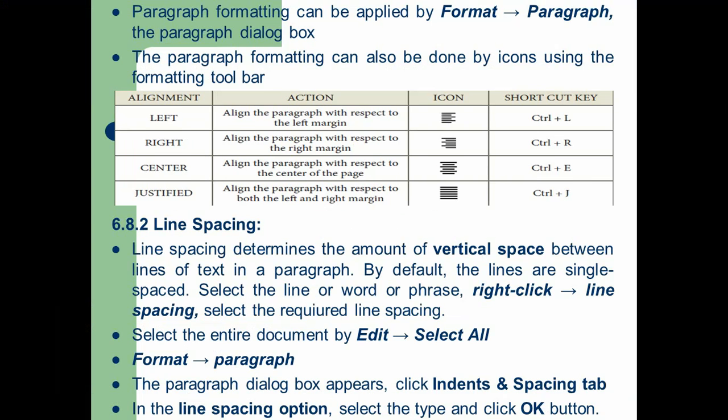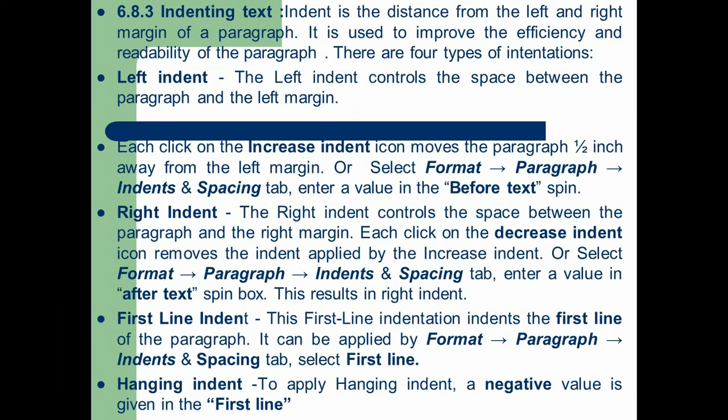So next we will see the next topic called indenting. What is indenting? Indenting is the distance from the left and right margin of a paragraph. It is used to improve the efficiency and readability of the paragraph. The space between the left and right margins is called indent. There are four types of indents in OpenOffice Writer. One is left indent, another is right indent, third is first line indent, fourth is hanging indent.